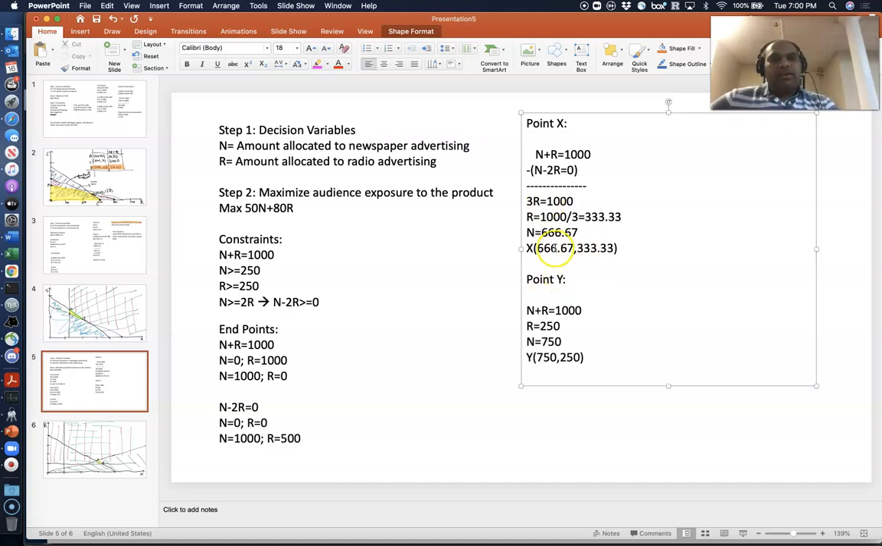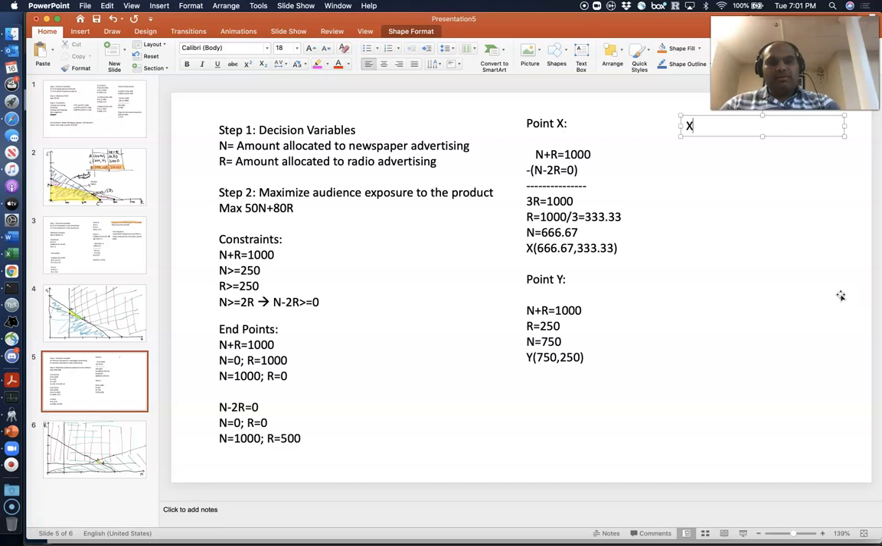Okay, so here we are saying spend 2/3 of the money on newspaper advertisement and 1/3 of the money on radio advertisement. Here we are saying spend $750 on newspaper advertisement and $250 on radio advertisement. So let's see which ends up being the better answer. So all we have to do is plug it into the objective function and find the final solution. Let's do that. So I've plugged this into the objective function.